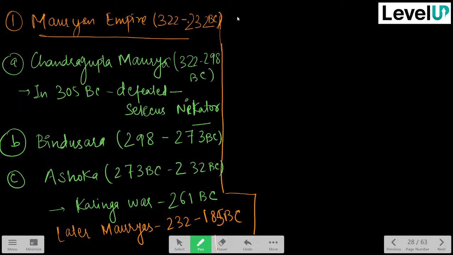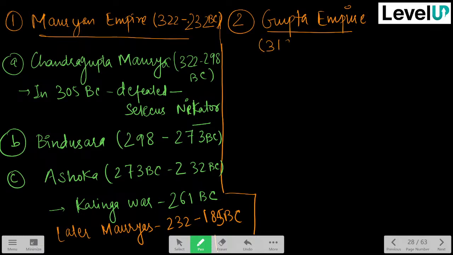So another important empire was the Gupta Empire. The time period of the Gupta Empire is very interesting, right? In the Gupta Empire, you will see they were ruling in AD, that is, Anno Domini, after death. It was the period of 319 AD to 540 AD. Okay. So the first ruler was Chandragupta I.